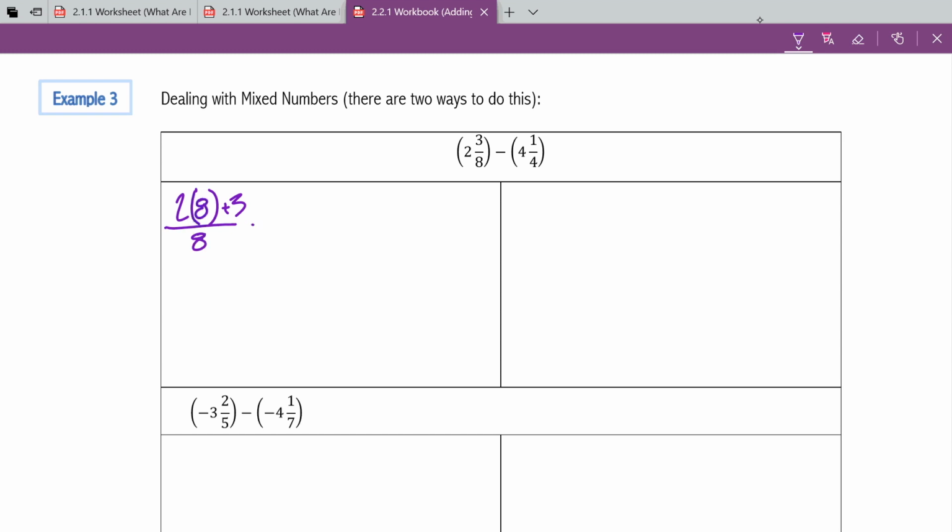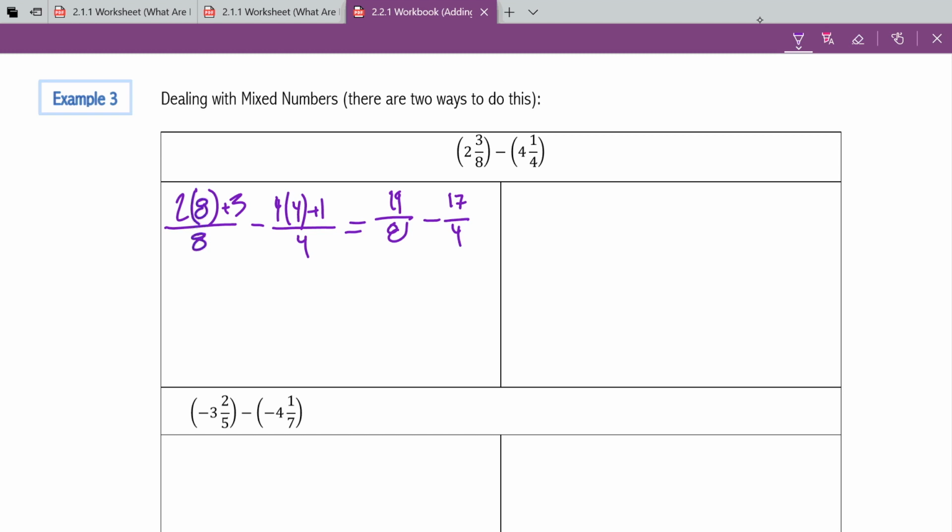Do that to the second side too. So subtract 4 times 4 plus 1, all over 4. And this is going to become 19/8 minus 17/4. So there's our first step. We've converted the mixed number into an improper fraction.